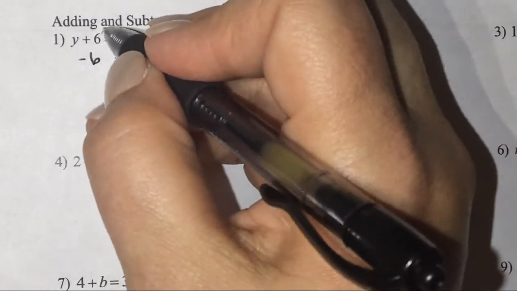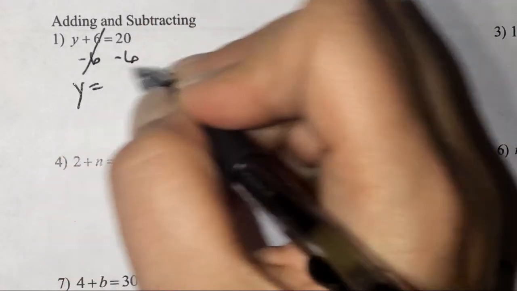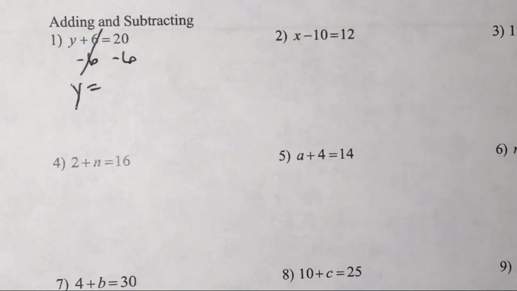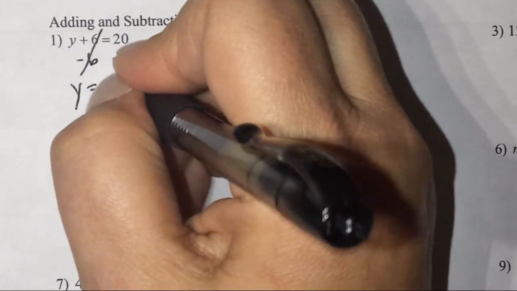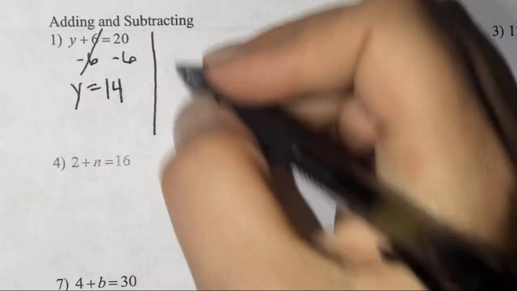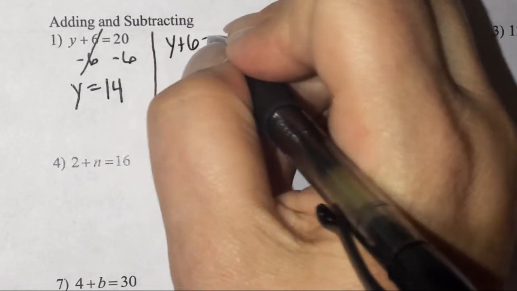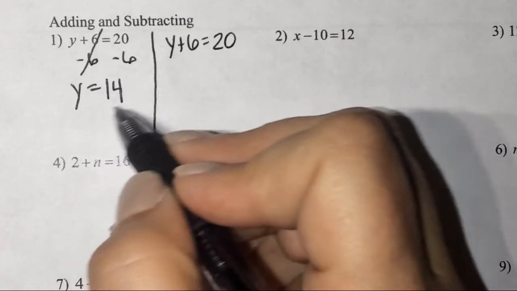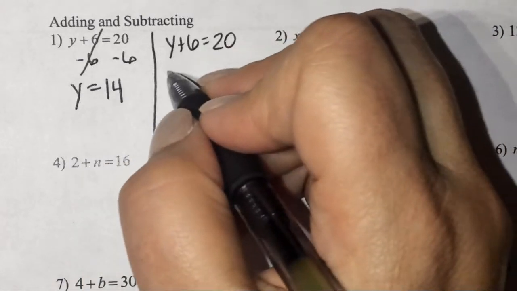Okay, that cancels this out, leaves y by itself. What is 20 minus 6? 14. There we go. Now, when checking it, I start off with my original equation. I'm going to plug 14 in for y.